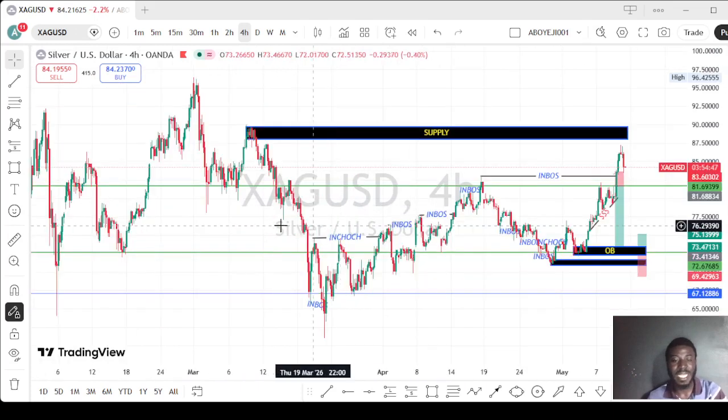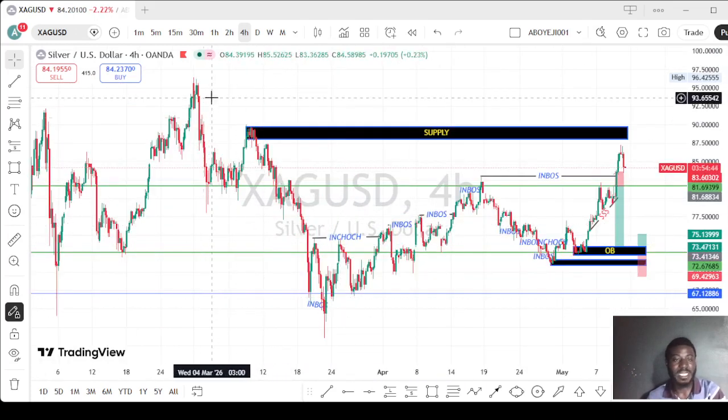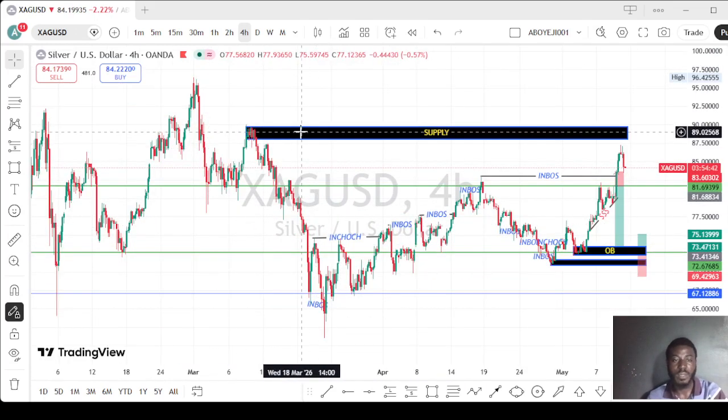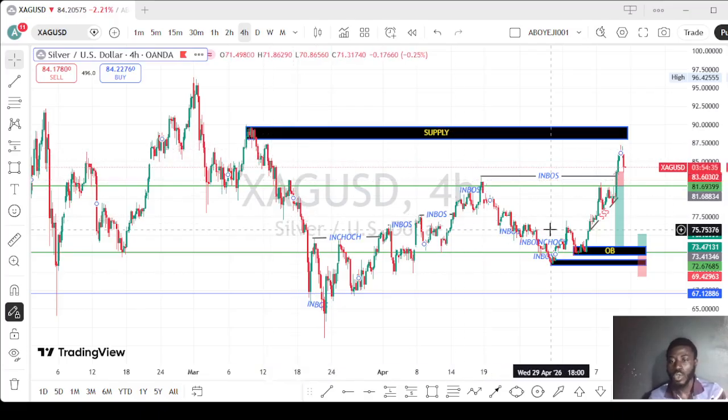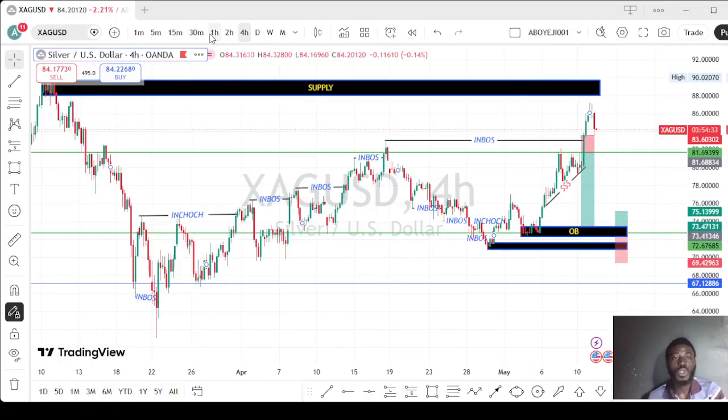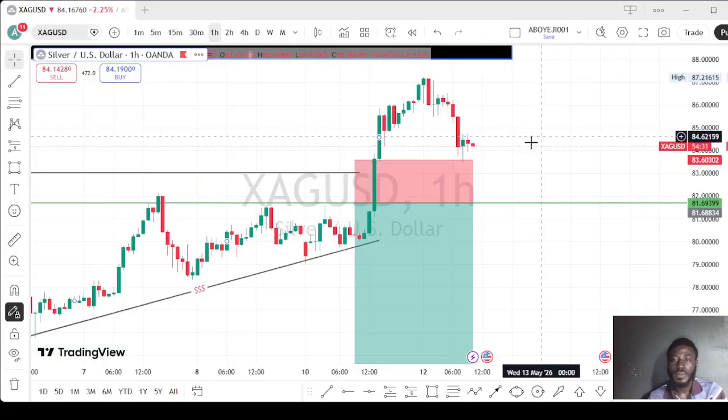So this is the next supply. This is the main supply we are coming to, but this is another minor supply again. You can see the minor supply. This is the minor supply the market reacted to. So let's move to the 1 hour time frame and see what the 1 hour time frame gives us.